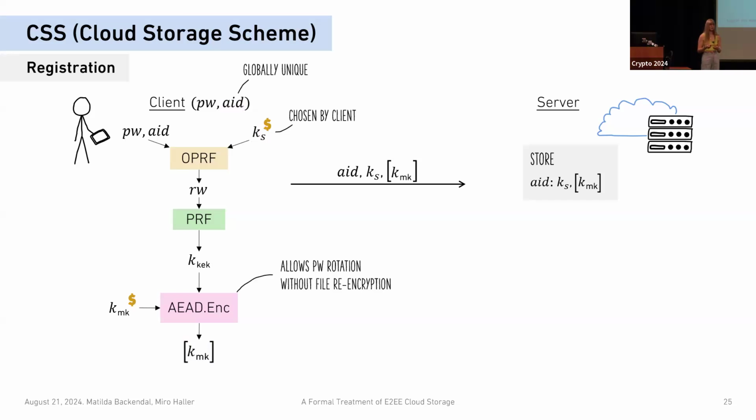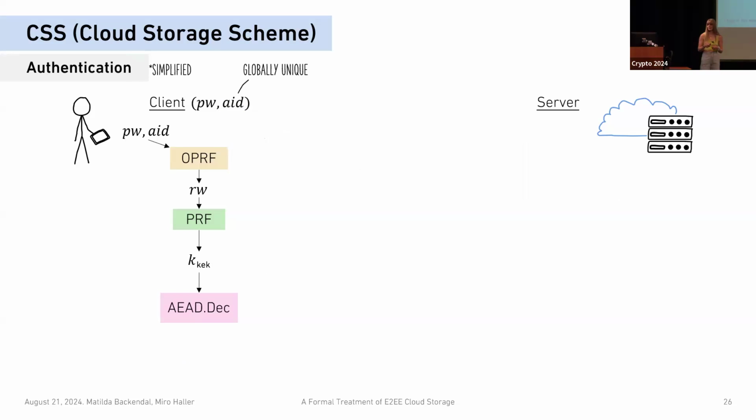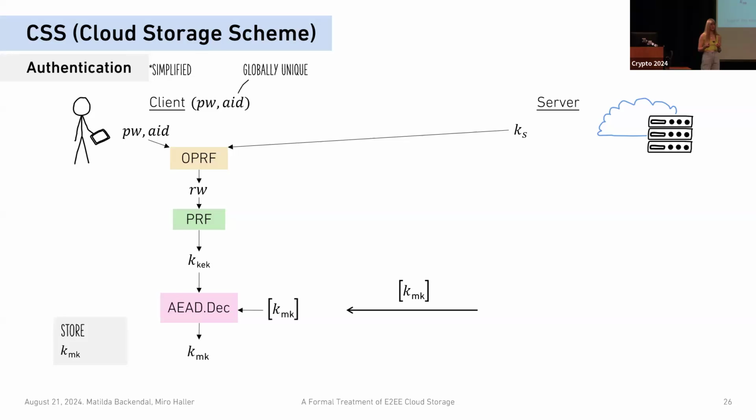The next thing that the client can do is to authenticate or log in. Now, on the simplified level, authentication is actually very similar to registration. The only differences are that the OPRF is now computed together with the server, and that the client decrypts the master key envelope to recover its master key and store it locally. Now, in reality, this protocol is actually a lot more complex. So for example, this is where the MAC comes in to authenticate a session ID exchange, and the session ID is used as a token by the client to authenticate later operations.